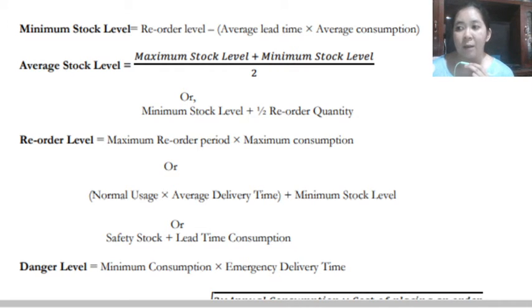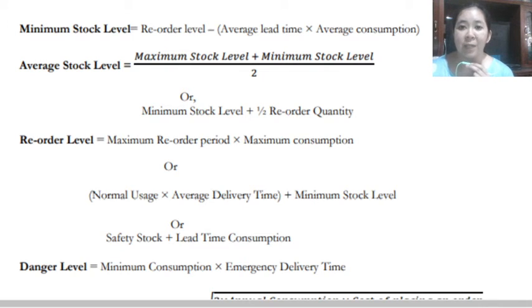When we say stock out, it means that there is still a demand from the customers, but we do not have the available inventory to sell. So this will mean losses on the part of the entity if they cannot cater it. So aside from this formula, you can also use two other formulas. Normal usage times average daily delivery time plus the minimum stock level or safety stock.